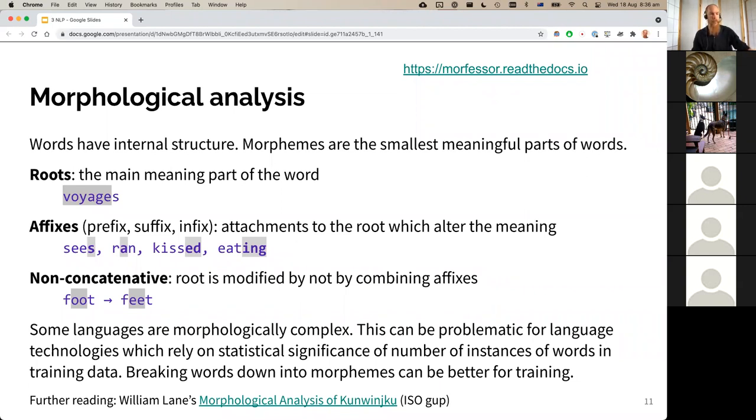Another form of morphological adaptation is non-concatenative. So we can change foot to feet or tooth to teeth by changing these inner parts of the word.